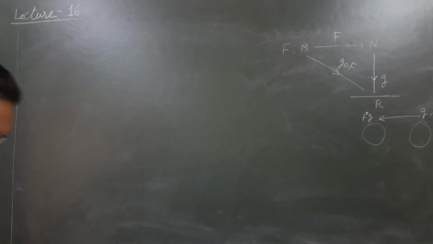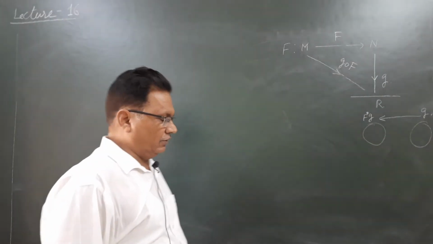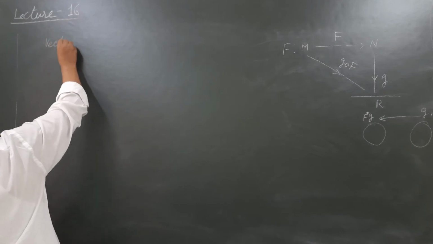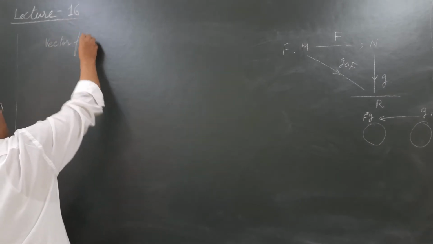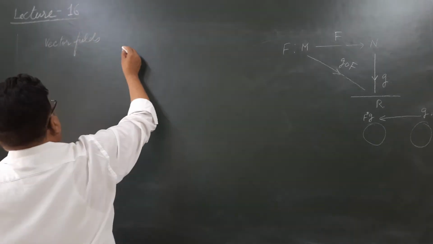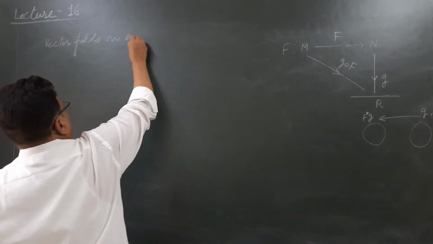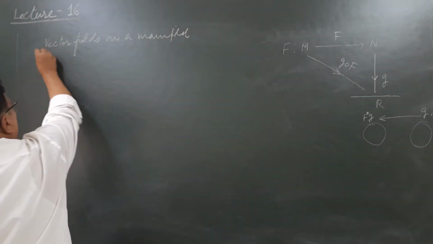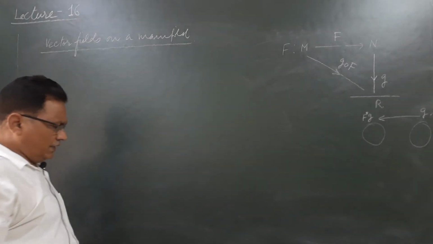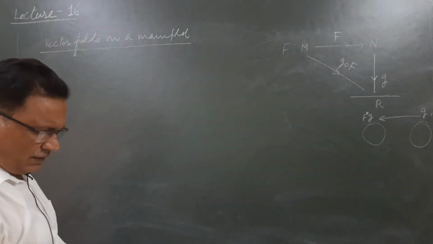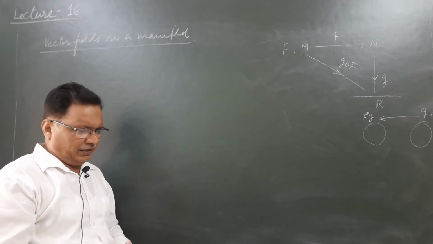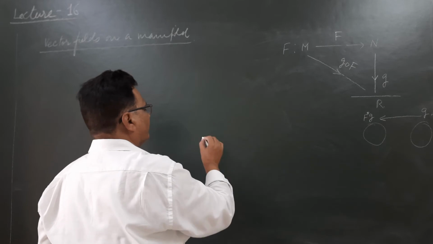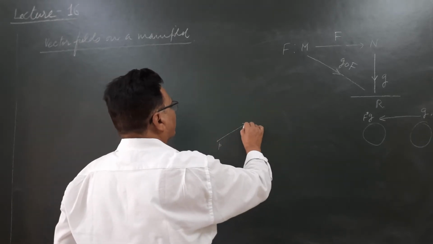Now the next thing is the globalization of tangent vector. We call them vector fields. Vector fields on a manifold. As I told you, it is nothing but a globalization of the tangent vector. So what is happening is that to every point P of a manifold, you are associating a tangent vector Xp.